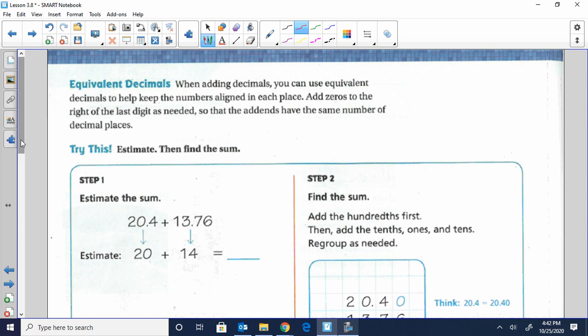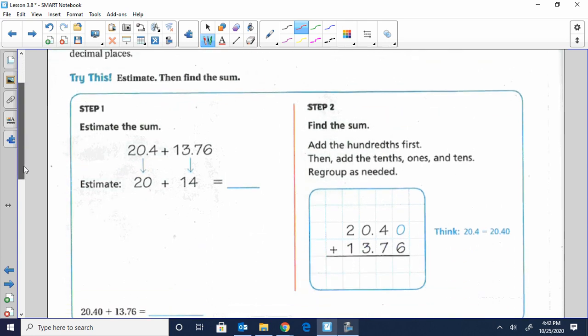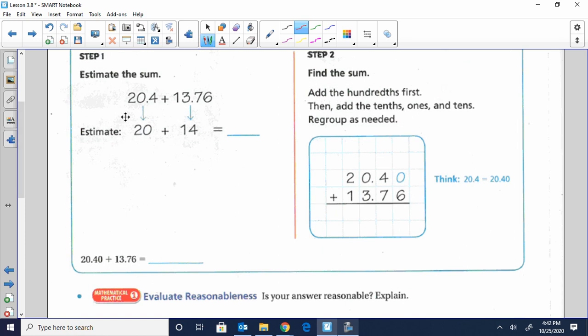So remember, when you're lining things up, if you need to place a 0, like we're going to in the next problem, you can do that. So the next problem is 20 4/10ths plus 13 76/100ths. Now, the first thing we're going to do is, again, line our decimal points up. It doesn't matter if you put 20 4/10ths on the top or 13 76/100ths on the top, because the commutative property says that you can flip-flop that order and it's still going to be the same answer. So they put 20 4/10ths on the top.